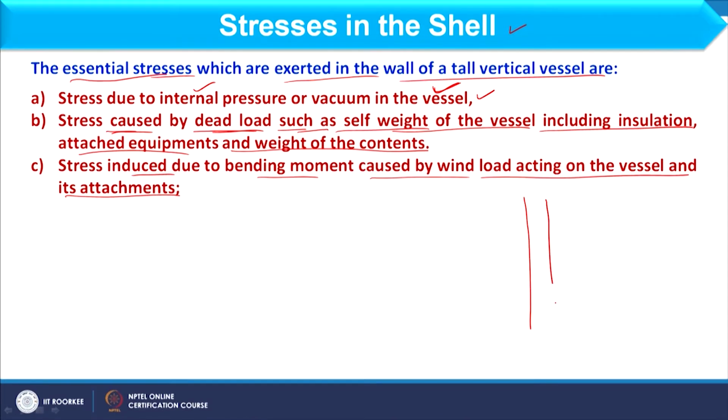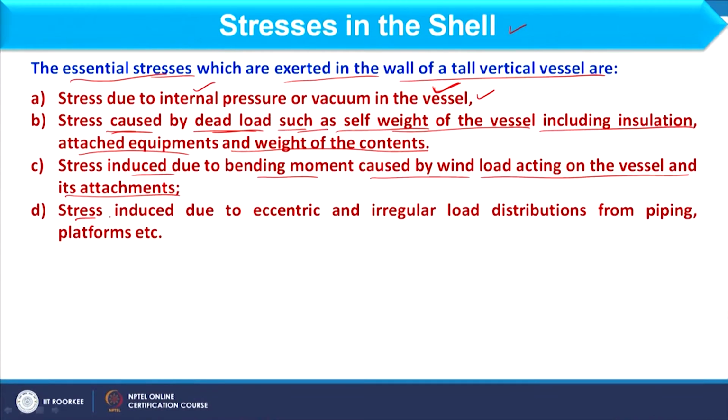Like if this is the tall vessel and wind comes from this side, obviously it will try to bend it, not that much, but bending will be there. So, in this section we can have tensile stress, however, in this section we consider the compressive stress. So, in this way stress will be generated due to the bending moment which is created by the wind action.